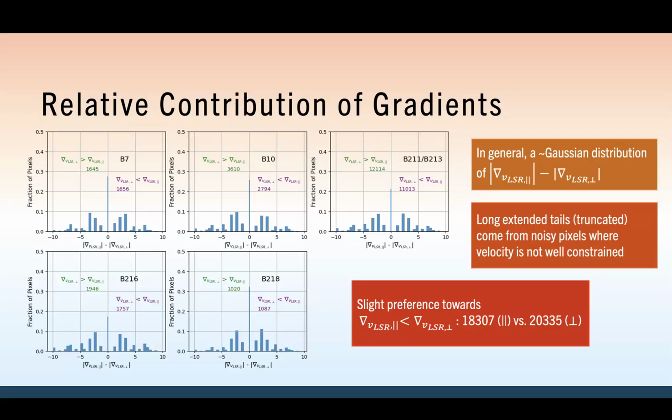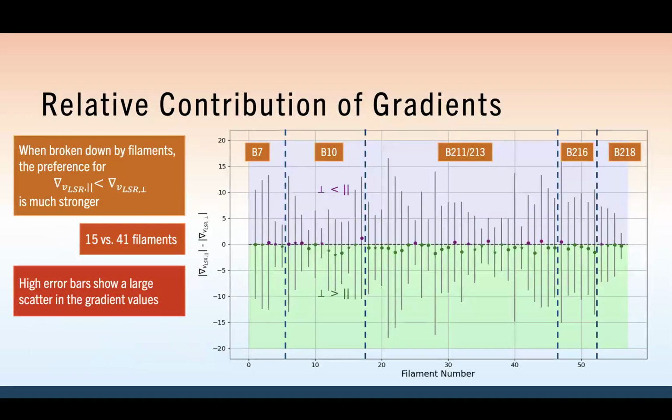There are also long extended tails that I've truncated, which seem to mostly come from noisy pixels where the velocity is not well constrained. For example, if you have one pixel that was identified to have a pretty red velocity surrounded in a sea of pixels that are mostly blue. But we do see that there is a slight preference towards there being a higher perpendicular gradient compared to parallel, with it being about 20,000 compared to 18,000 pixels.